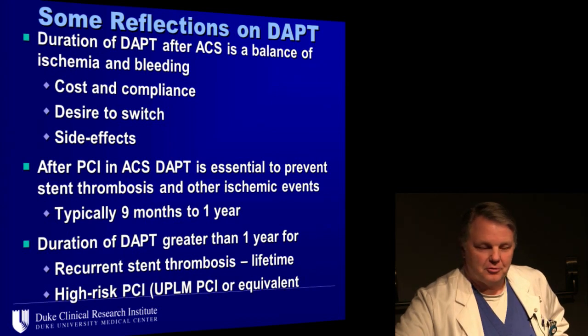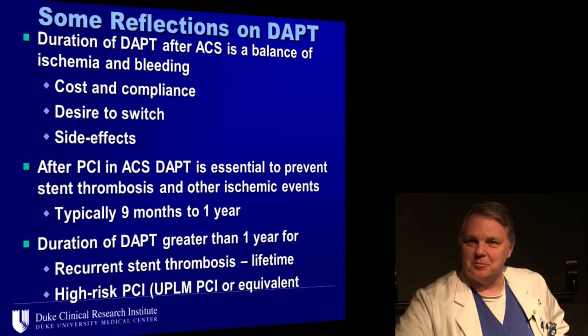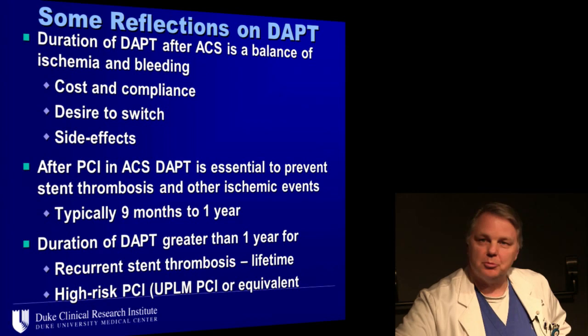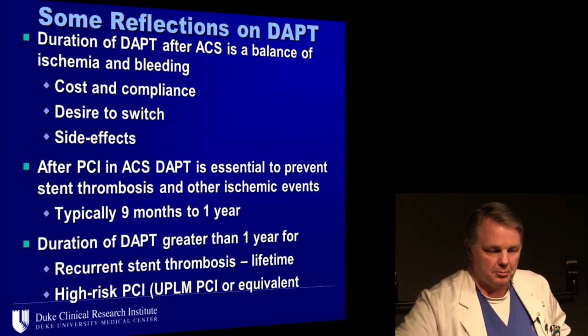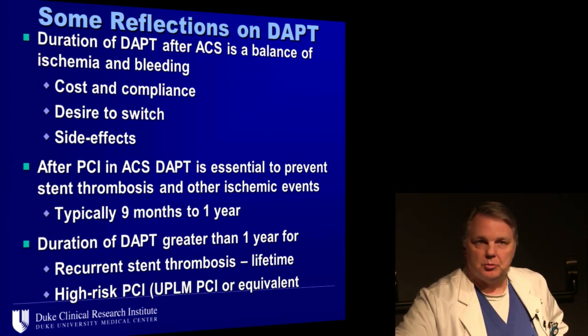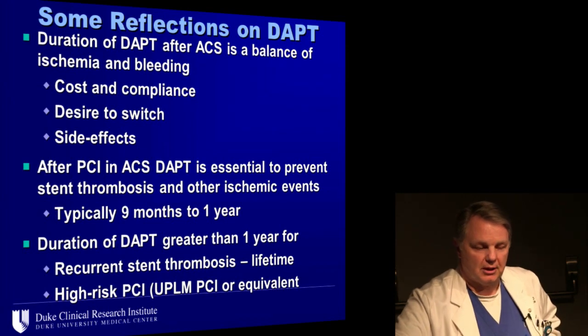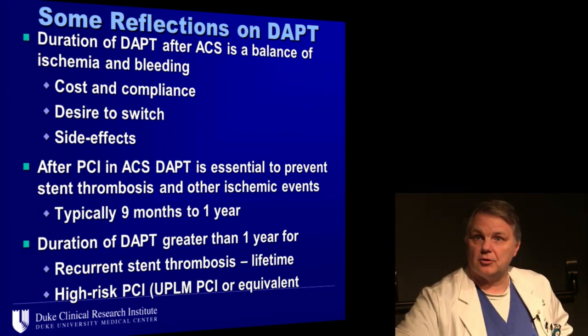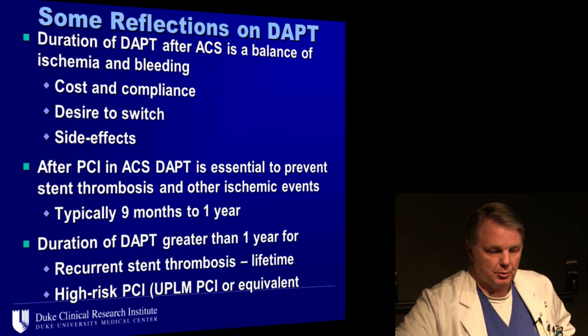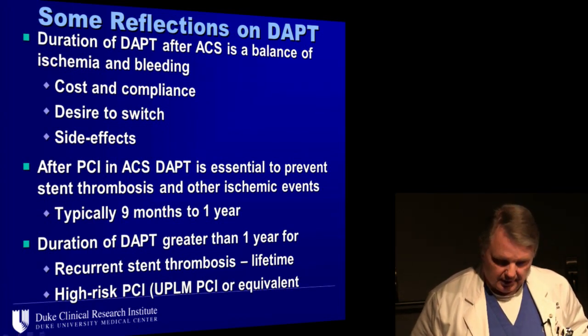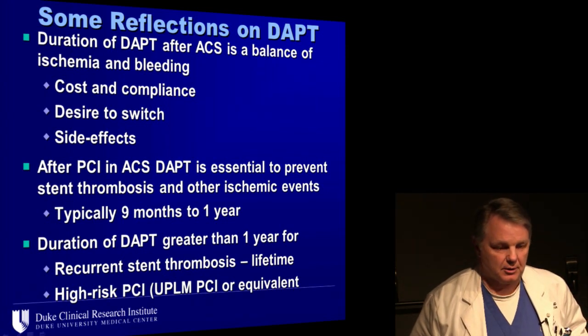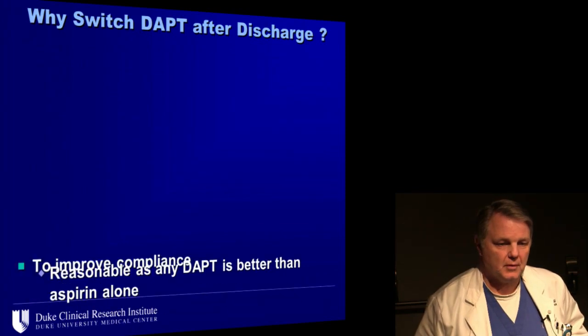Now, duration of greater than 1 year is a little bit more controversial, but you will find patients who are being treated much longer than 1 year, and I'll share with you a little bit about that information. There are some populations, though, where it's probably required, even though we don't have trials to tell us this. Recurrent stent thrombosis, for example, is one typical group of patients, and those who undergo high-risk PCI, such as left main or equivalent left main stenting with drug-eluting stents. So this is all for drug-eluting stents.